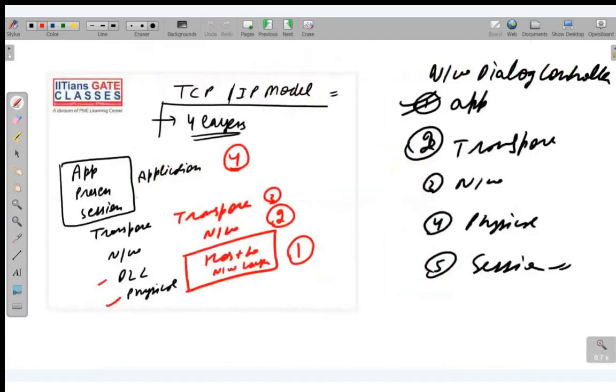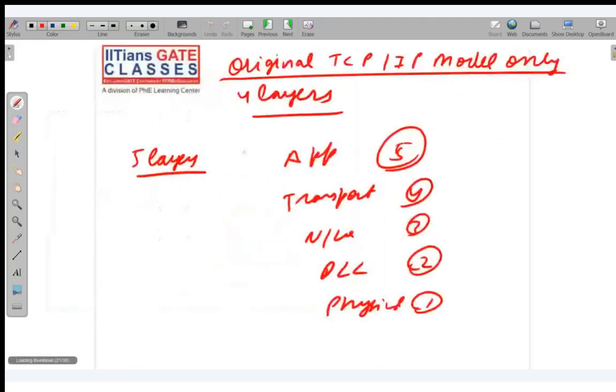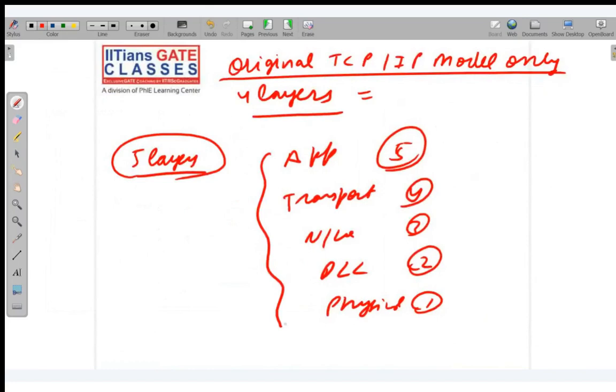Okay. So who is related to syntax and semantics exchange between sender and receiver? Application layer, according to TCP/IP model. And according to OSI model, presentation layer is the answer. So like that, you should be able to remember these points. Original TCP/IP model has only four layers, but we are studying a five layer architecture, that is these five layers. So I hope you have got the point.